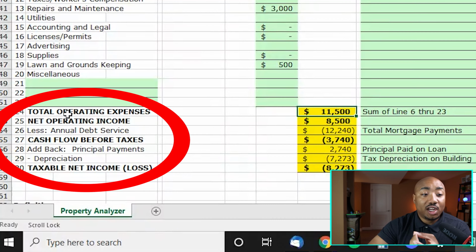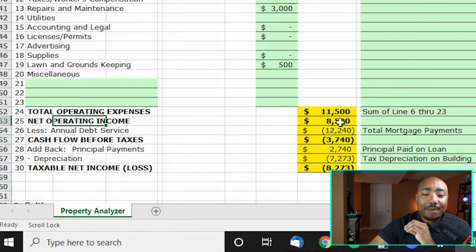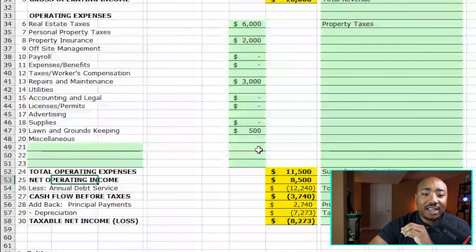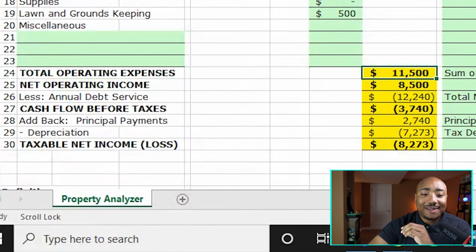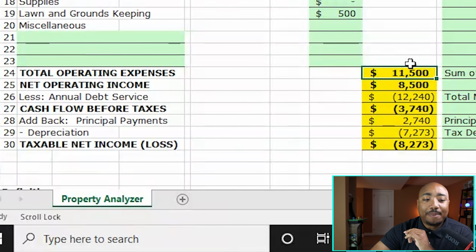So now we're in total operating expenses. Now, where am I getting the total operating expenses from? Okay, so if you add up all of these right here, you will end up getting this right here, the total amount, which is $11,500 in total expenses. That's what you're gonna get. And then it says that your net operating income is $8,500.